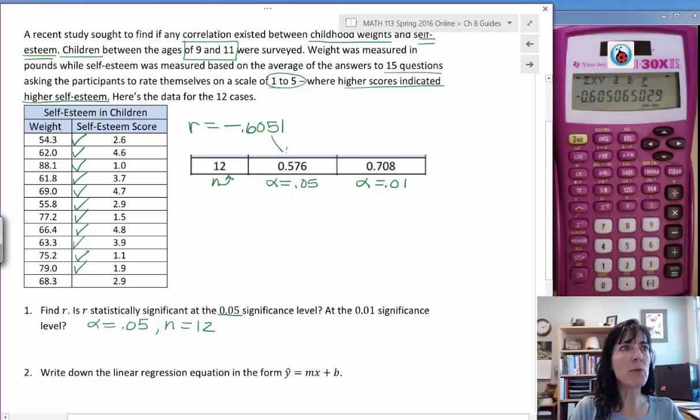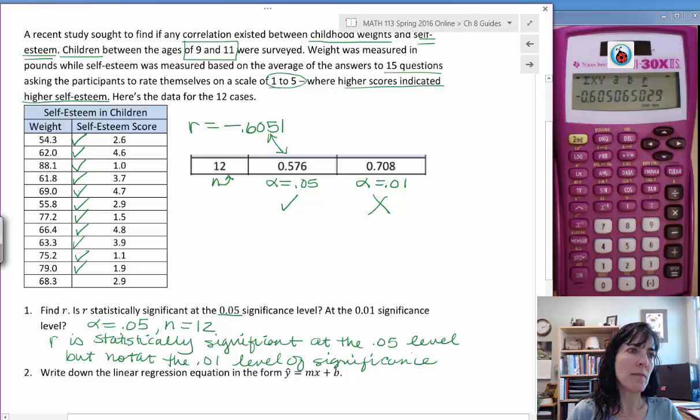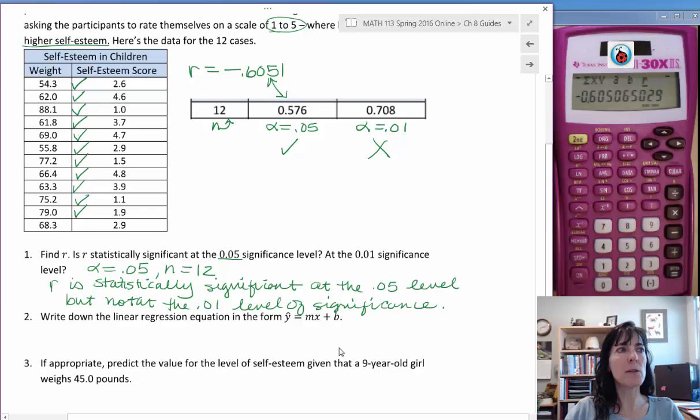For alpha equals 0.05, we can see by comparing that we definitely are greater than or equal. Remember, we look at the absolute value of R, so we're going to just ignore this negative sign and look at it as 0.605, which is definitely greater than 0.576. But it is not significant at the 0.01 level because we are not at 0.7 anything. So we are significant at the 0.05, but not at the 0.01. R is statistically significant at the 0.05 level, but not at the 0.01 level of significance.